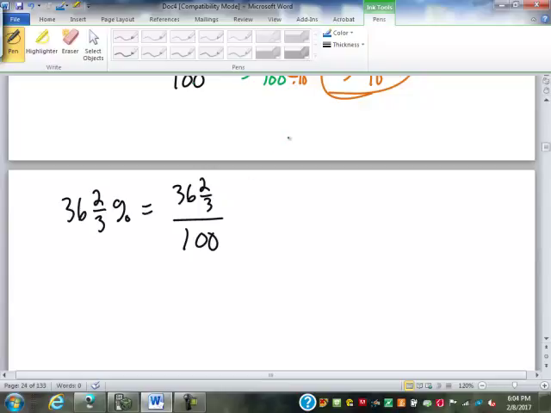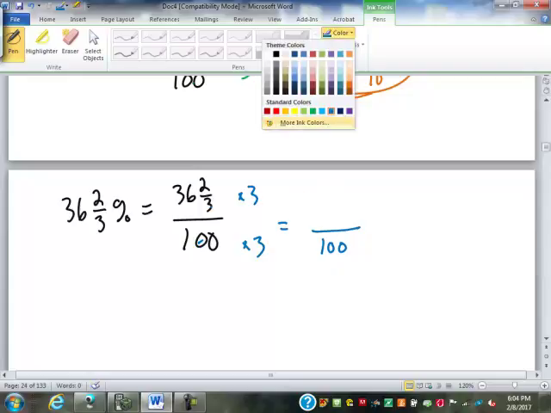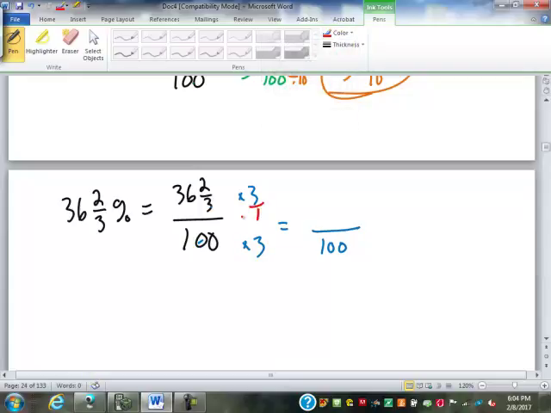We do want to get it in this form before we do anything: 36 and 2/3 out of 100, because that's its fraction form. But what we can do is, the only denominator right now is the 3. So I can multiply the top and bottom of this fraction by 3 to get rid of the fraction within the fraction, if you will. On bottom, 100 times 3 is 300. That's easy enough. On top here, we make that 3 over 1 so that it's a fraction.